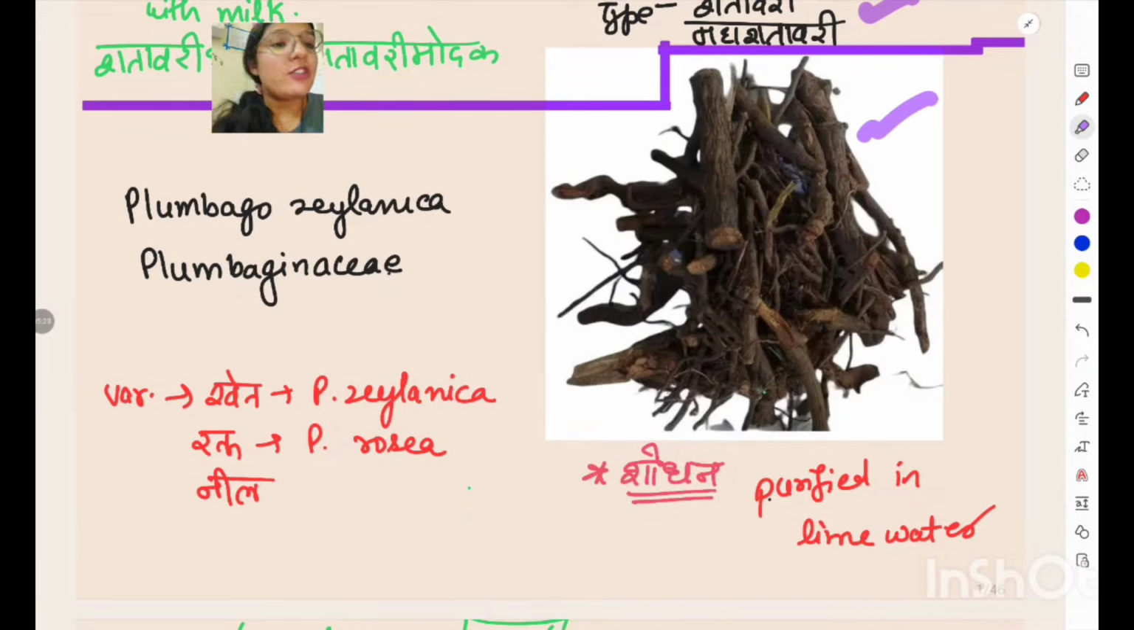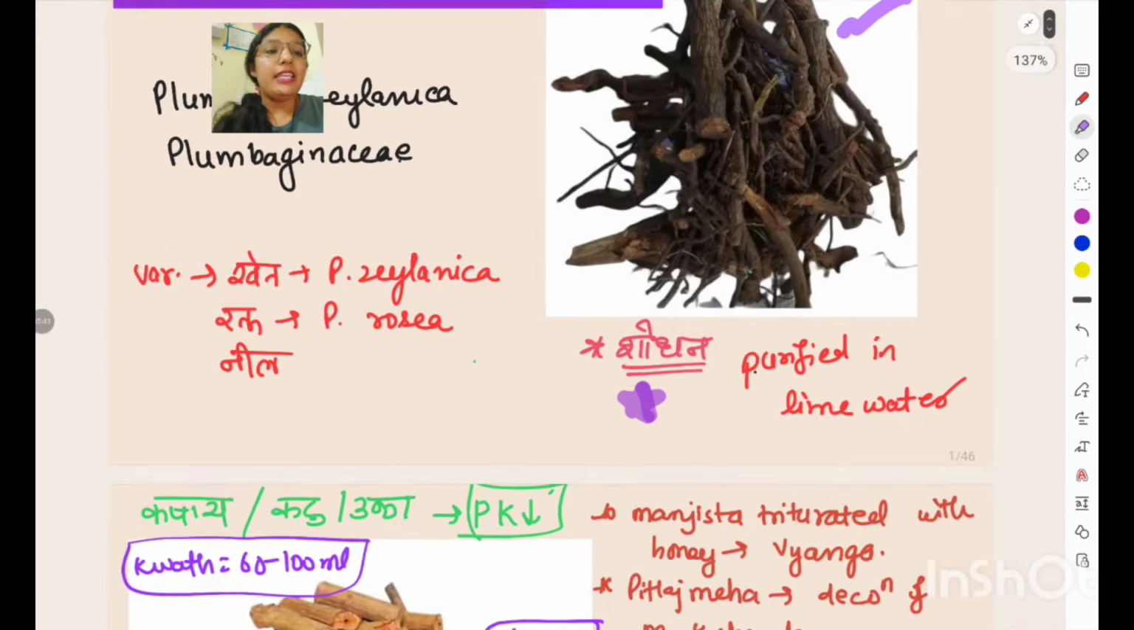name is Plumbago zeylanica. And you know, whichever plant is toxic, you have to remember the Shodhana process. So try to learn the Shodhana process of Chitrika. It is purified in lime water, and its three varieties are available: Shweta, Rakta and Neela.